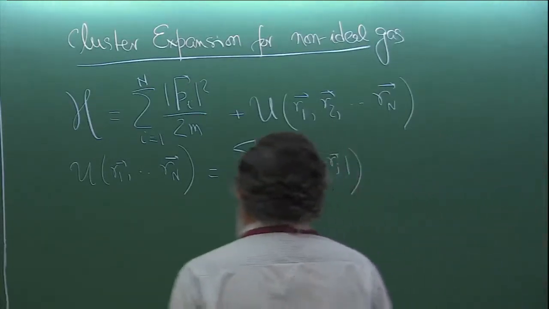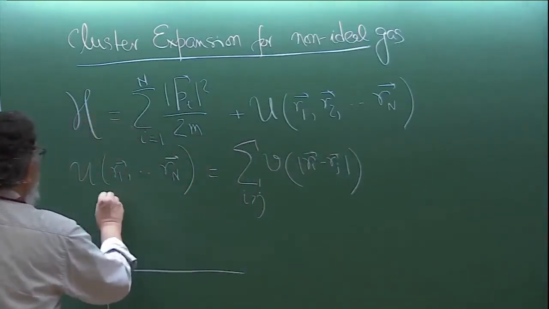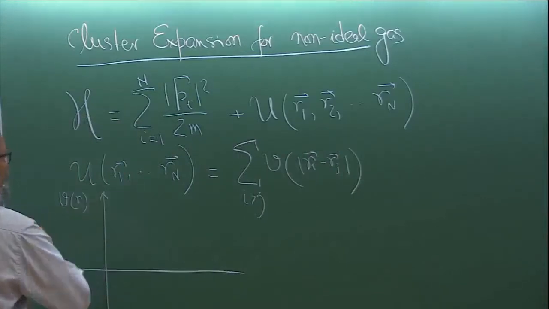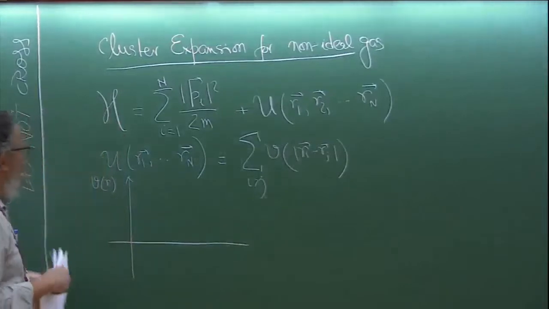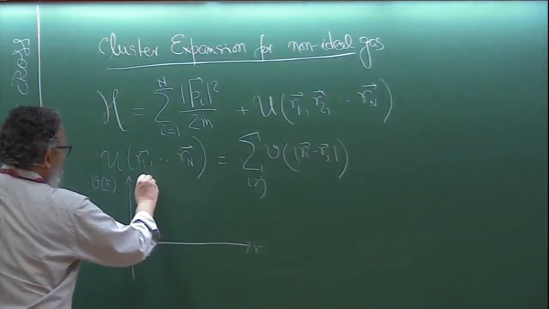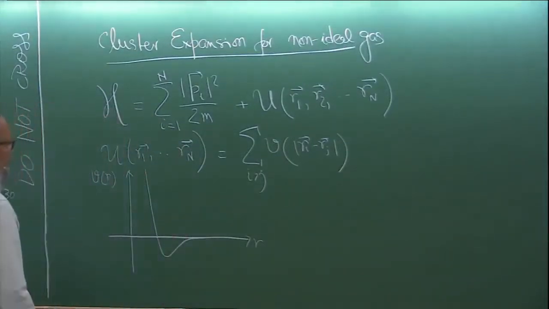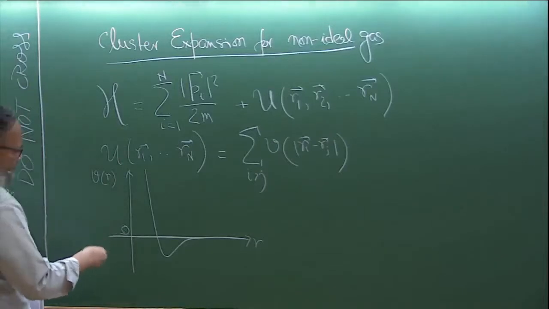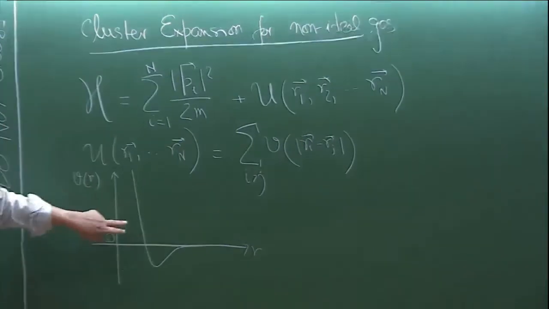In particular, if I want to draw a picture of what this V of R looks like, V is just a function of the distance between two particles, just a function of this variable R. There will be a large positive value at short distances, and then some kind of a well, and this is 0. So there are two parameters, so to speak, which are important in specifying this potential. One is basically the energy parameter, and the other is basically the range parameter.